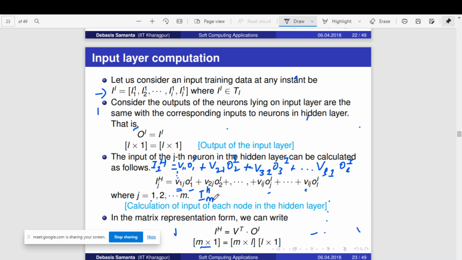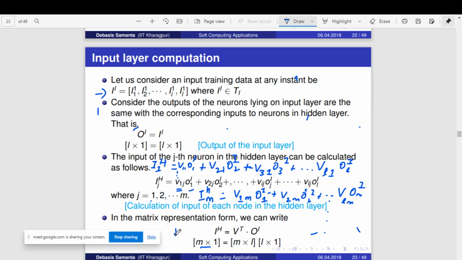IMh is nothing but the input for the mth neuron of the hidden layer. Okay, what will that be? V1M O1I plus V2M O2I, and so on and so forth, up to VLM OLI. Okay, so if you take all these things, basically it is a matrix.